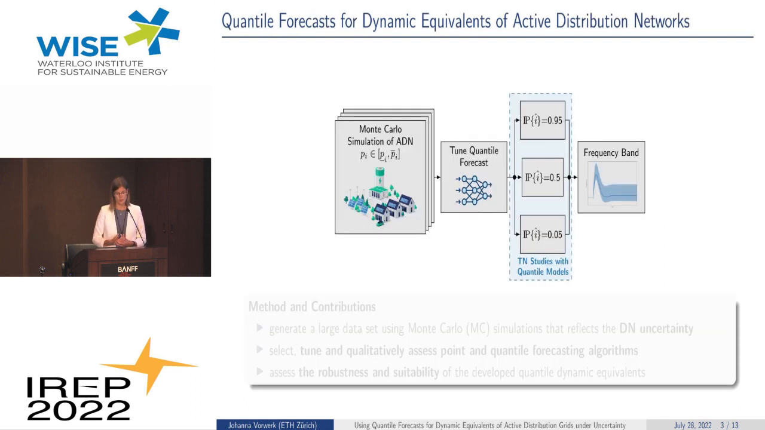So the approach that we are suggesting in this work is a simulation-based approach where we start with Monte Carlo simulations of our distribution system. Then we tune a quantile forecast, which means that we don't just predict the most probable response of the distribution system, but we can also say, for example, that we want 90% confidence that our response is going to be within a certain band. As a result, we have not just the most probable response, but a band of responses that we can expect.